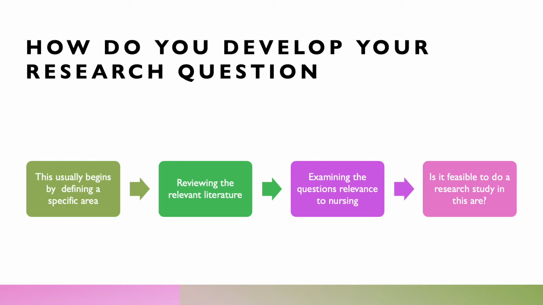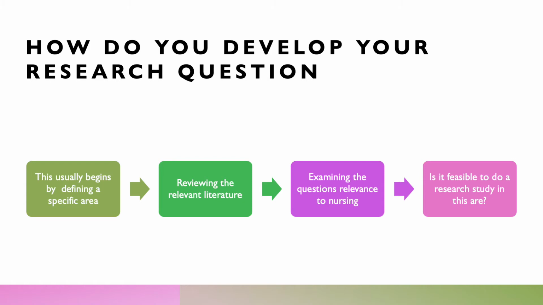How do you develop your research question? The first thing is you begin by defining a specific area of interest to you. And the next thing you do is you review the relevant literature. Today, we're going to talk more about reviewing the relevant literature.